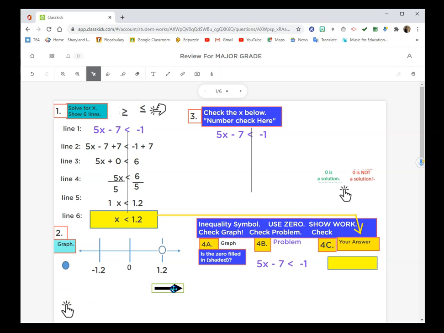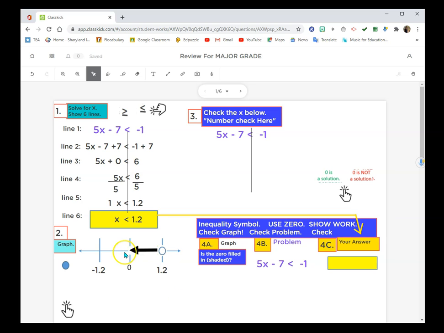I'm going to grab this arrow. Now, yes, the arrow is going in the wrong way. But if you click on it, you can turn it. So if you click on your arrow, you will be able to turn it. And then we can put it on the number line. And what this means is that x is less than 1.2. This is the number 1.2. It does not include the 1.2, so the 1.2 is not shaded.